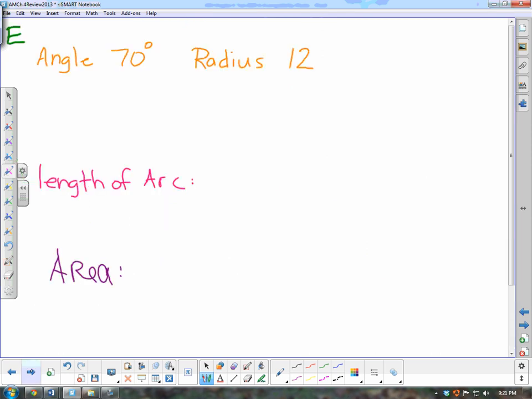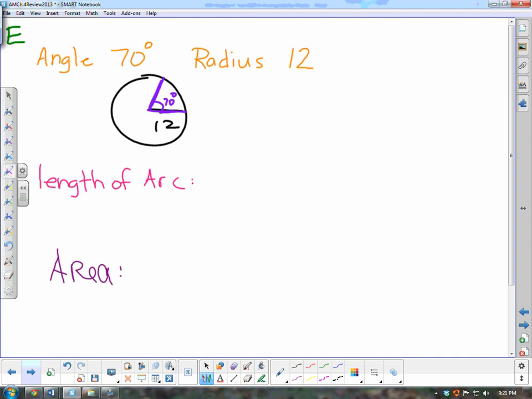Moving on to the next thing. Given an angle of 70 degrees, and there's a radius of 12 in a circle. So we have a circle that is 12. We are dealing with an angle that is 70 degrees, which is like right there. Find the length of the arc.